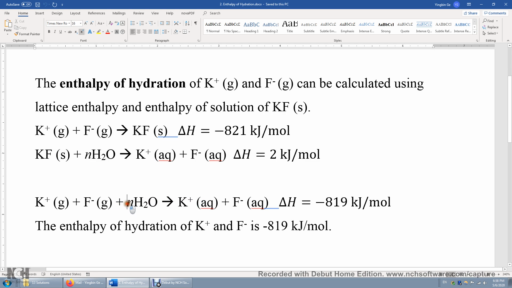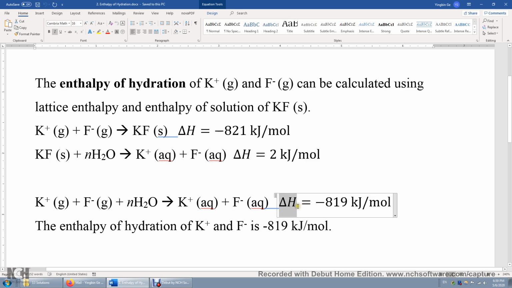The reason I put n here is because I don't know how many water molecules are required to fully solvate this K+ and this F-. Usually, it takes tens of water molecules to completely solvate K+ and F-. Overall, the enthalpy change is negative 819.